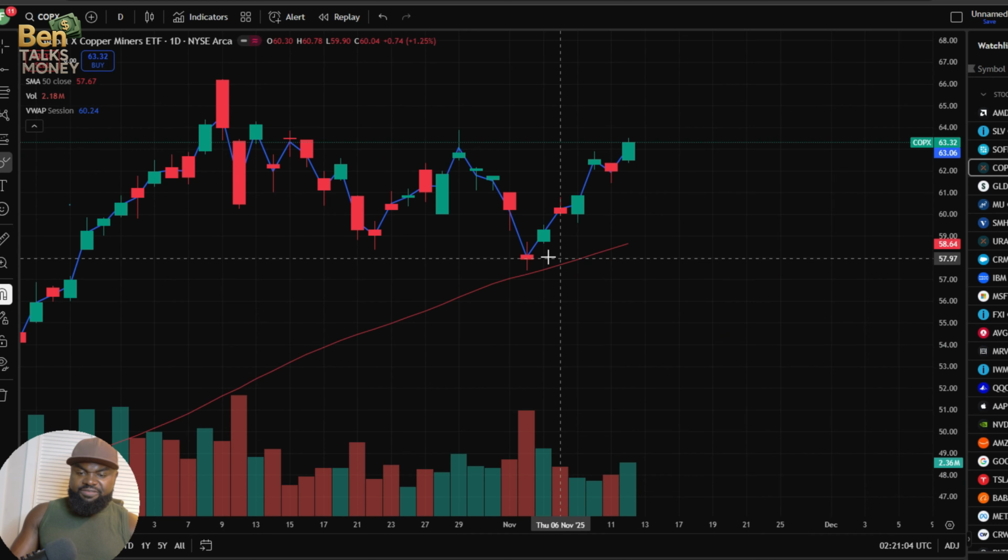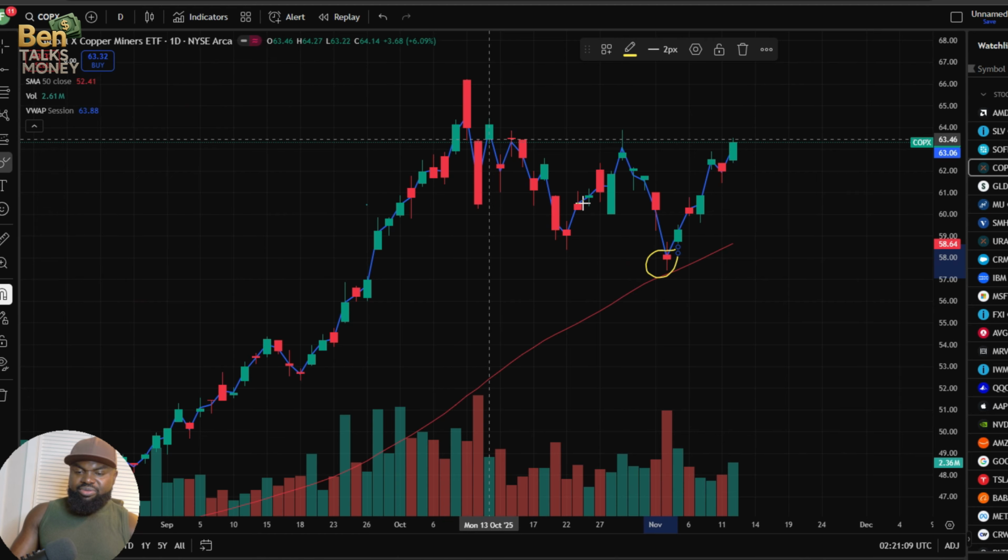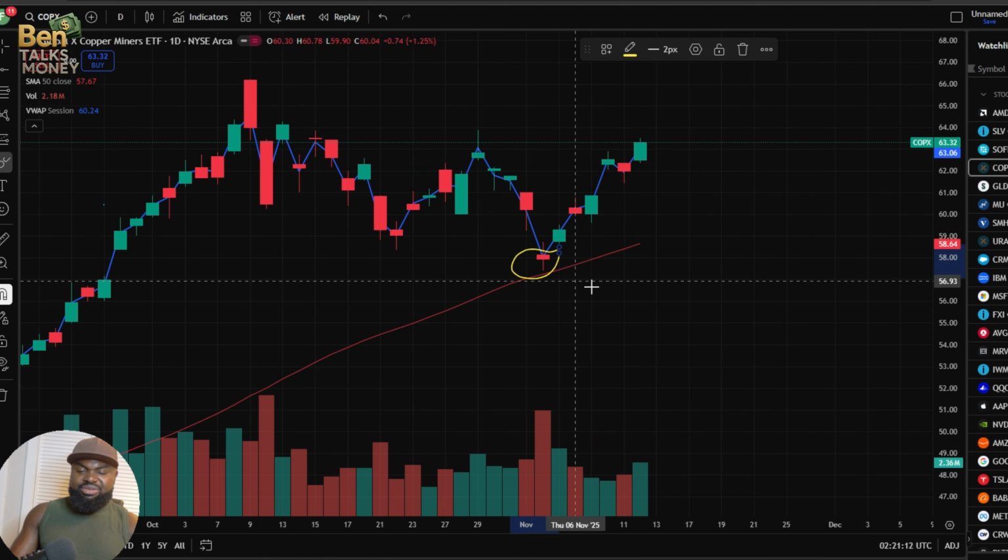This is the copper ETF. Look at this one. This was a strong stock. And as soon as it started pulling back, it came into the 50-day, and that's your entry point. You don't chase it. You wait for a pullback. You pull back into the 50-day, and that's your entry point.